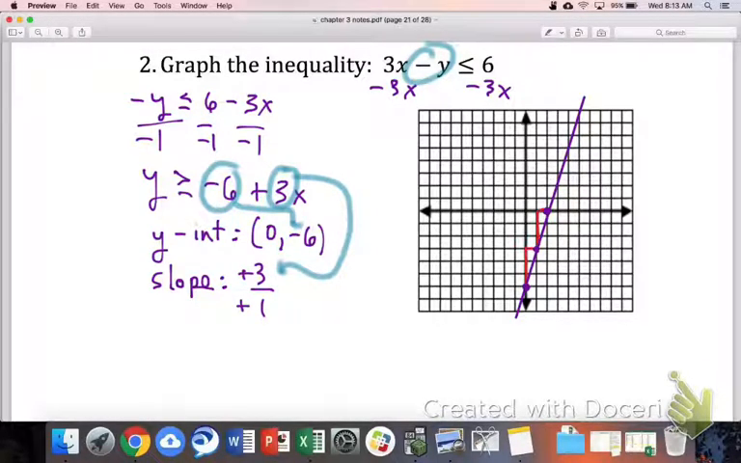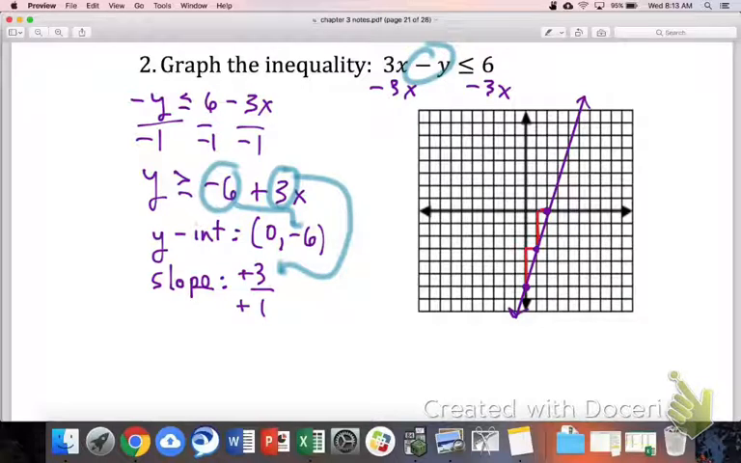Yeah. Okay. So here is where we're going to do something kind of unique. And that something unique is shading. Have you guys ever done this where you shade one side of the line? Okay. Can I explain why?